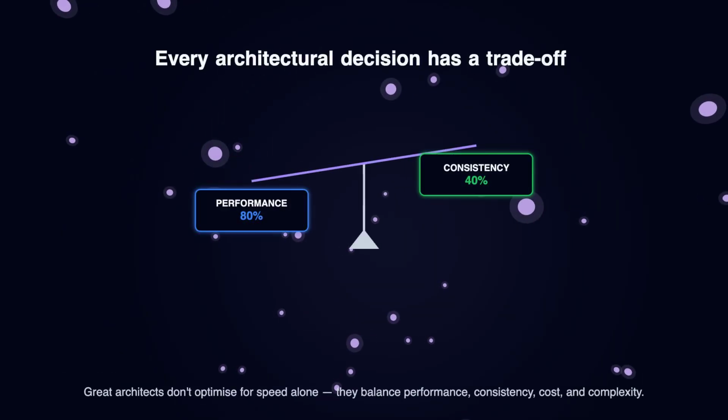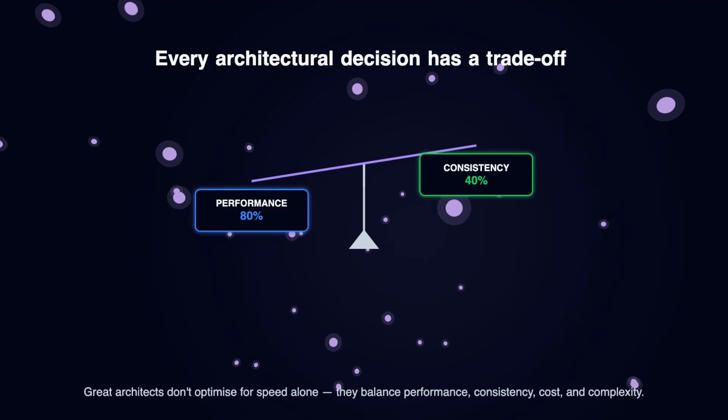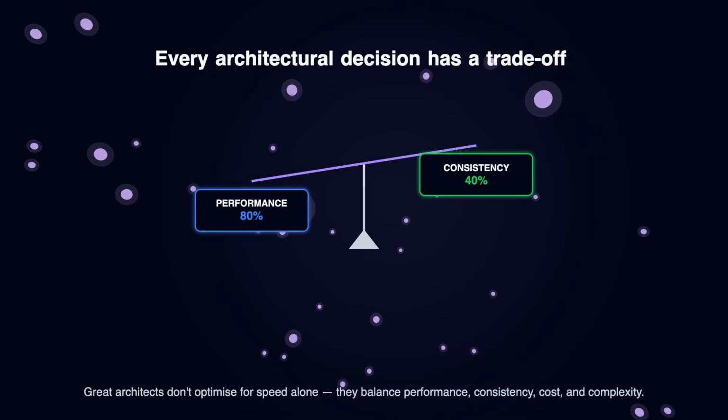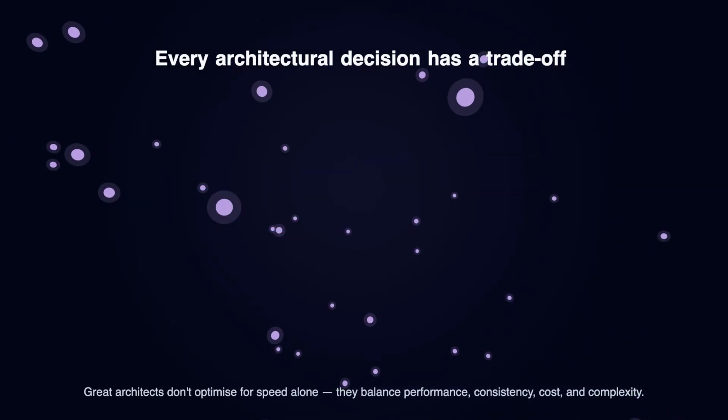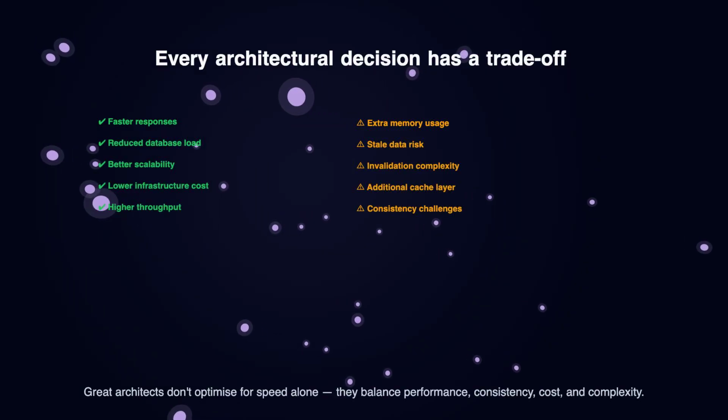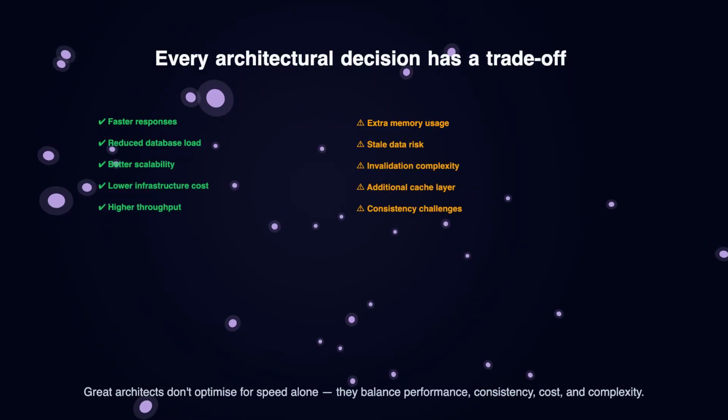Every architectural decision is a trade-off. Caching improves performance dramatically, but it adds memory cost, staleness risk, and invalidation complexity. Great architects don't optimize for speed alone. They balance performance, consistency, cost, and complexity.